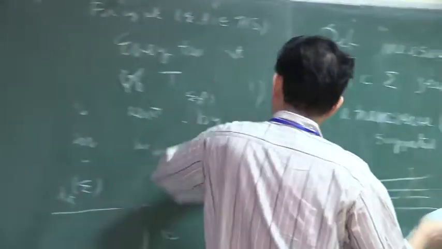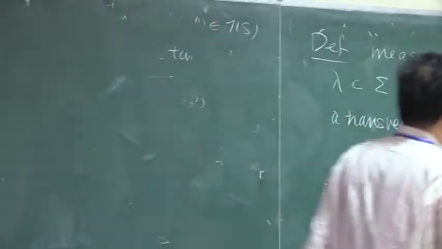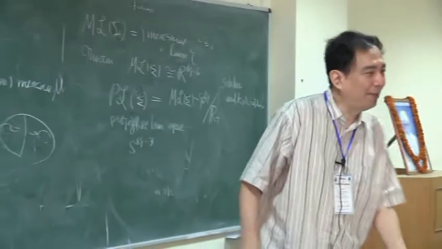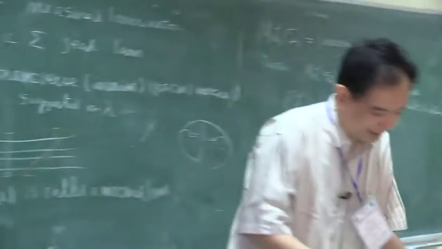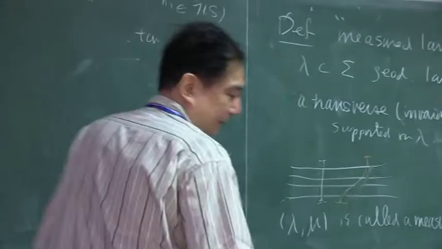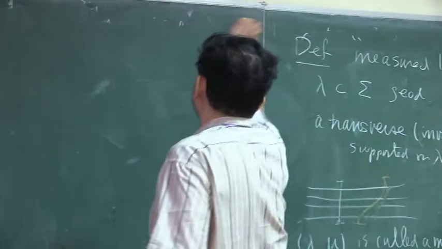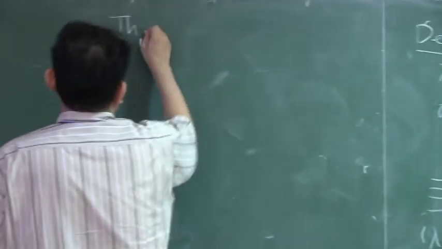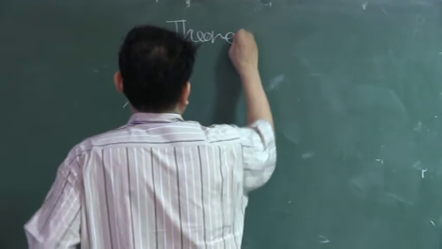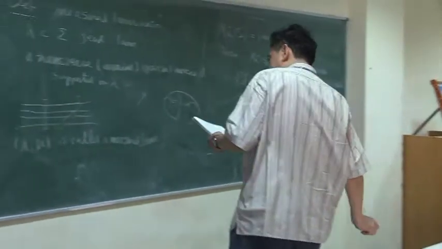Now, what I'd like to tell you next is that this PL sigma is embedded in the cotangent space. There's a theorem, again by Thurston. So you consider a map like this.